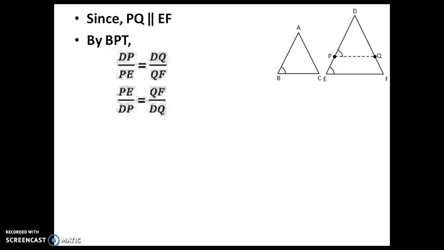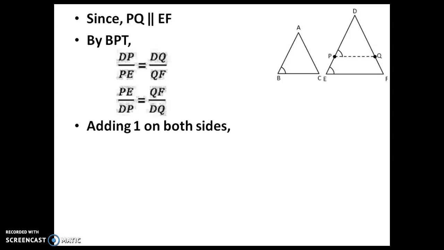Then we are taking just the reciprocal. So PE goes to the numerator and DP comes to the denominator. Reciprocal we are taking, and here also the same way: QF is going to the numerator and DQ coming to the denominator. Then adding 1 on both sides. Why are we doing this? Because we want AB.